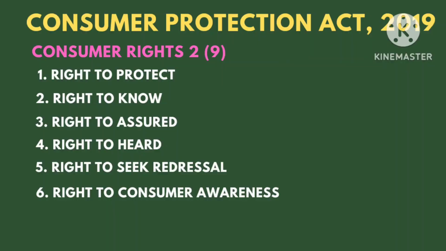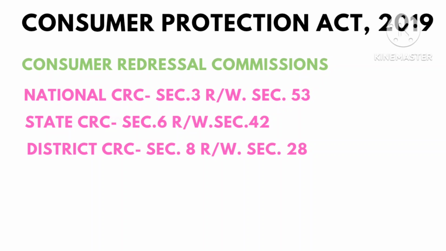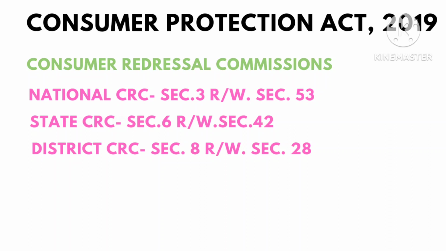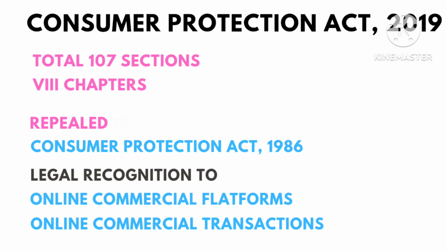This 2019 act recognizes six types of rights of consumers. This act establishes the National Consumer Redressal Commission, the State Consumer Redressal Commission, as well as the District Consumer Redressal Commission. These three commissions are established by the Consumer Protection Act 2019. The act has 107 sections, divided into 8 chapters. These 107 sections regulate consumer practices, recognize online transactions, and protect the interests of consumers.